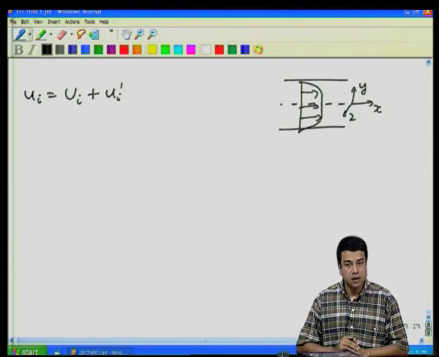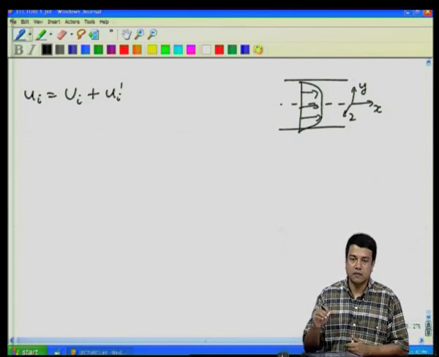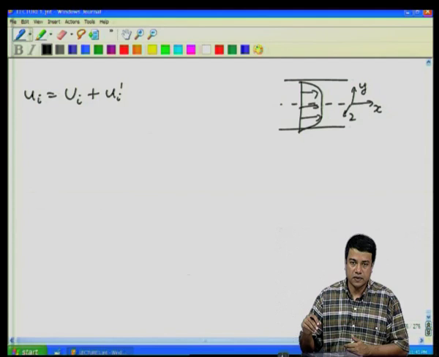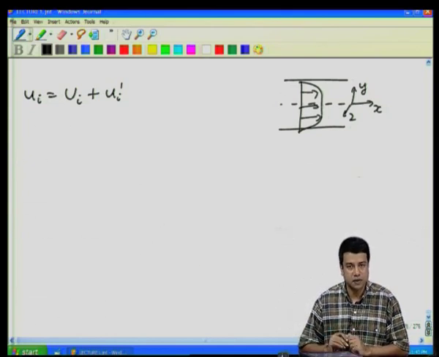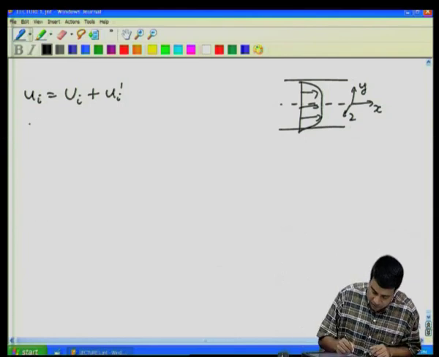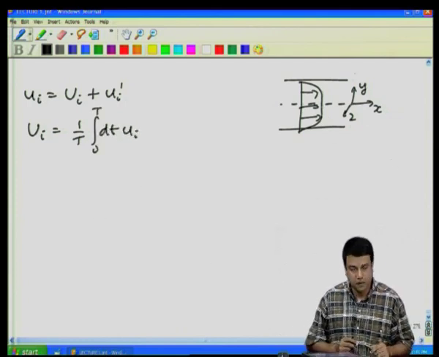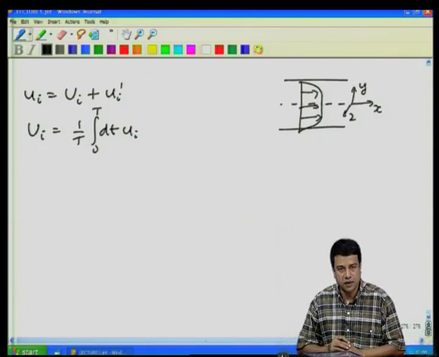The mean velocity I will define as an average over time. In this particular case, I am considering the flow that is statistically steady. Even though there are local time fluctuations in the velocity, if you average over long periods of time, all quantities have averages which are independent of the time period over which you average, provided it is sufficiently large. So, I define capital Ui. This is how I define the average velocity.